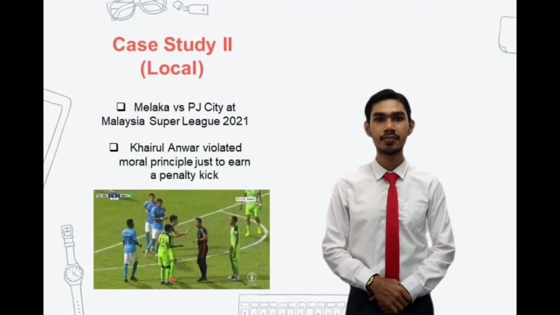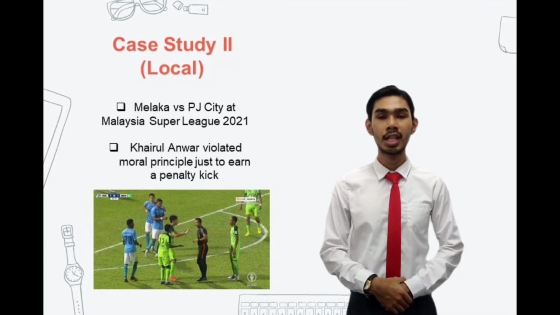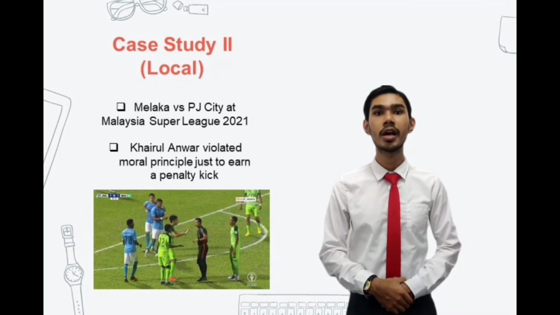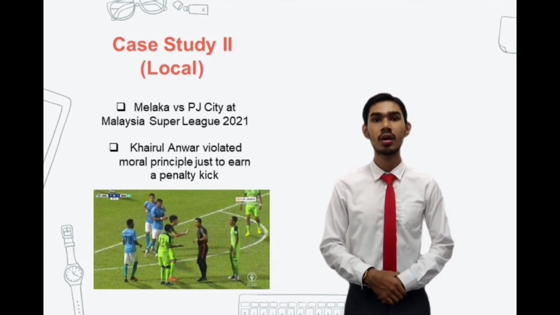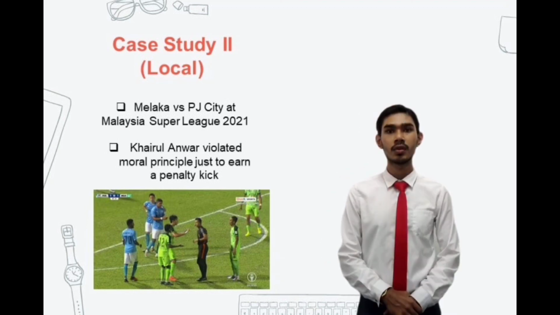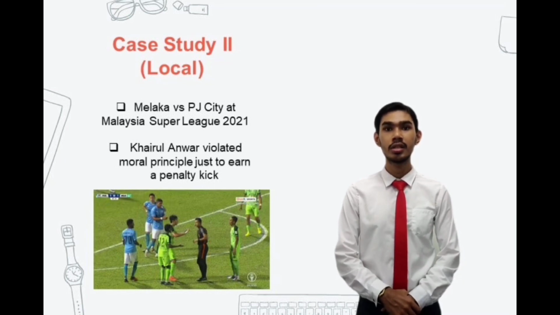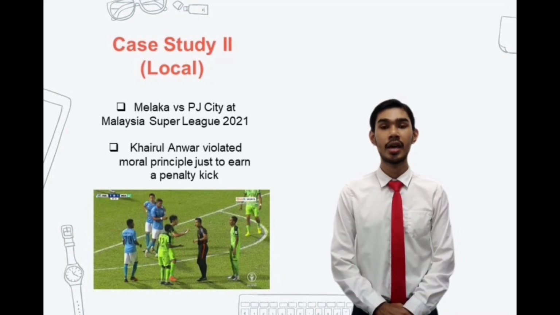For the next case study, an incident took place in the Malaysia Super League, where Melaka played against PJ City. Around 81 minutes into the game, PJ City player Khairul Anwar attempted a simulation inside the box to earn a penalty kick. This shows Khairul Anwar violated the moral principle and rule. At the same time, he made a bad impression toward PJ City. While the referee demonstrated the policy of authority when claiming that the simulation is true, simply because he is someone in charge in the game. As a result, FAM took action against the player and the referee.